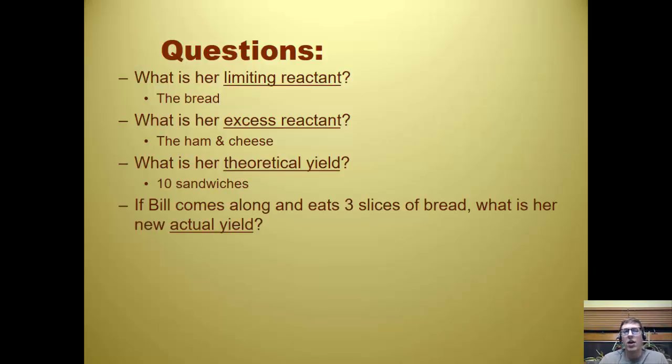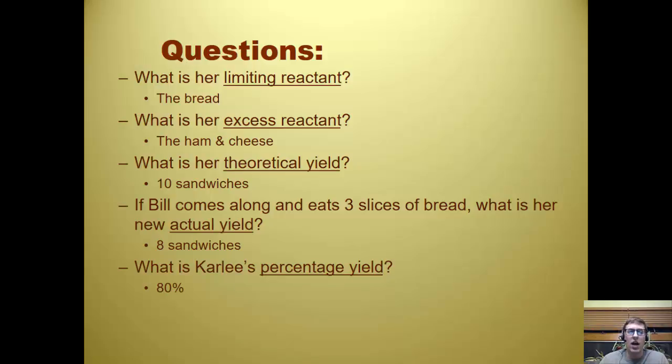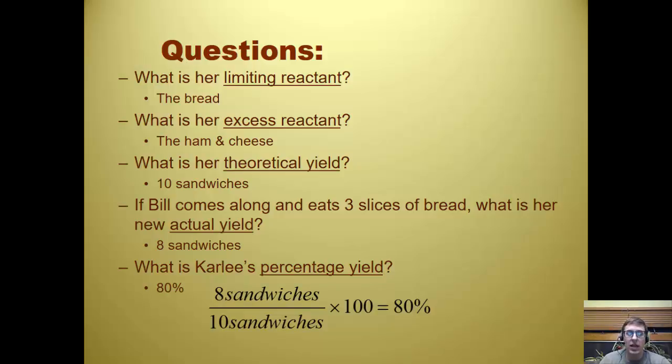But let's say her husband Bill comes along and eats 3 slices of bread. Now what's her new actual yield? Well, she can no longer make those 10 sandwiches. She can only make 8 sandwiches because she doesn't have enough to make that extra one. So that's the actual yield. So final term, what is our percent yield? That is 80%. It's 8 sandwiches, the actual amount that was made, divided by 10 sandwiches times 100, which equals 80%.